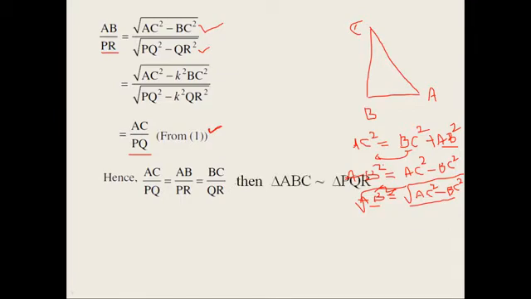Then triangle ABC is similar to triangle PQR. When corresponding sides are proportional, then the given triangles are similar. We already learnt this in the similar triangles chapter. Therefore angle A is equal to angle P. When these two triangles are similar, we know that corresponding angles are equal according to the similarity of triangles. So angle A is equal to angle P.